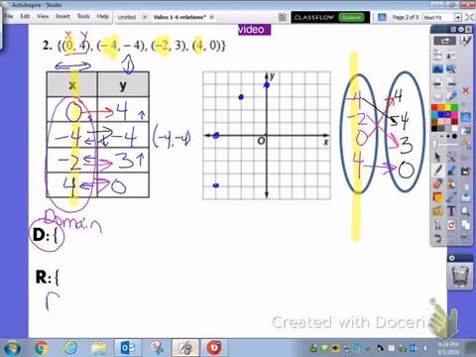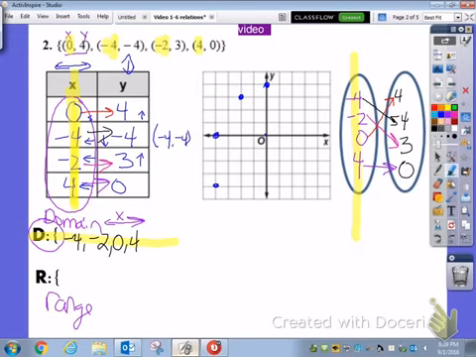And R stands for range. The domain is always your x-axis, okay? It is always your x-axis. What numbers are my x-axis? That is the ones that are in my yellow right here, the X column. And you want to go from least to greatest. So that's going to be -4, -2, 0, and 4. That's my domain. The range is from the Y column.